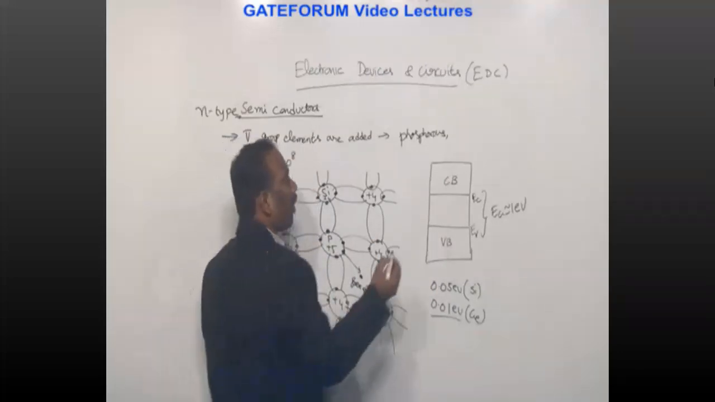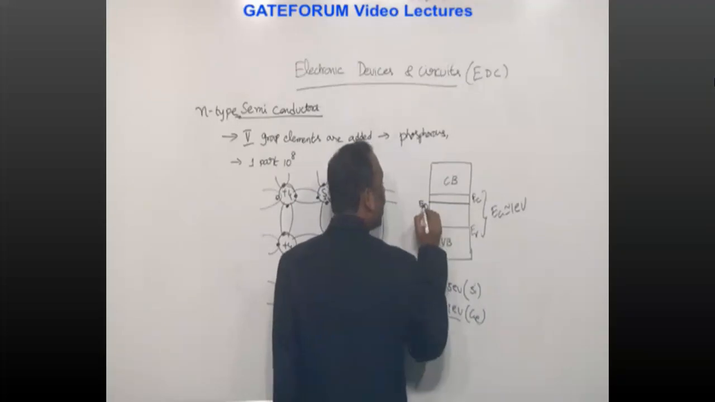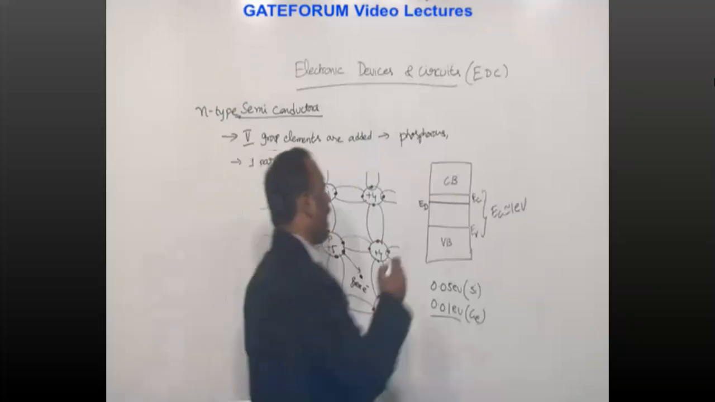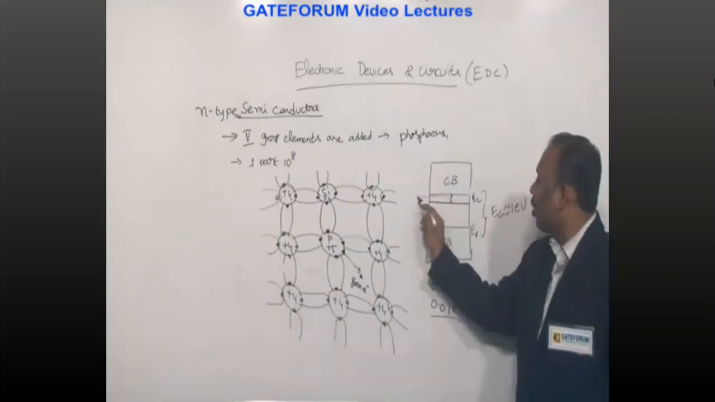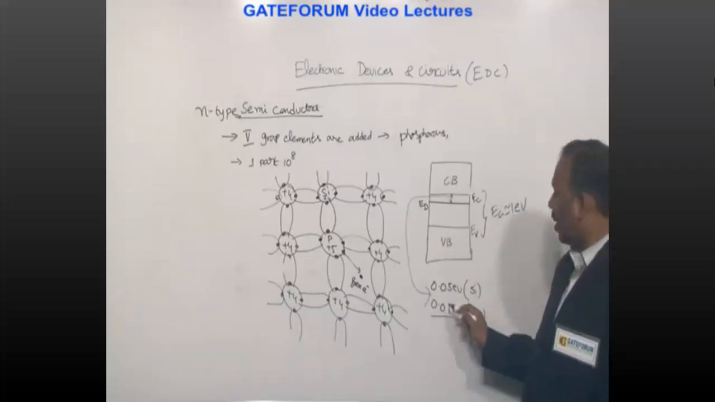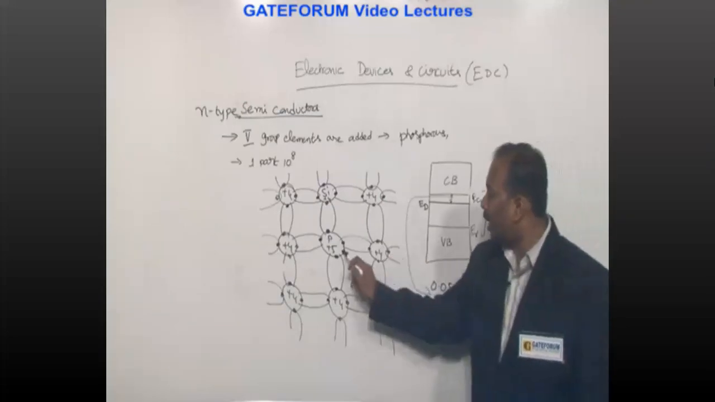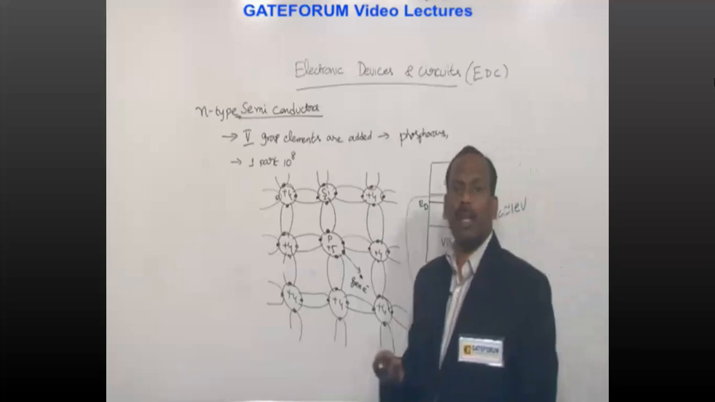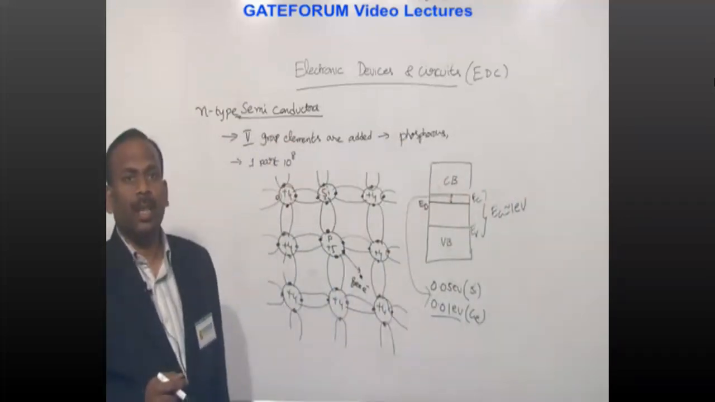Now we know this much gap, one electron volt, is required, but here it is only 0.01. How to differentiate? For that purpose, we indicate one energy level known as the donor energy level. What is this donor energy level gap? This gap is equal to 0.01 electron volt if it is germanium, 0.05 electron volt if it is silicon. So this electron becomes a free electron, that is, it goes to the conduction band, if you give 0.01 or 0.05, depending on silicon or germanium. Is that clear?